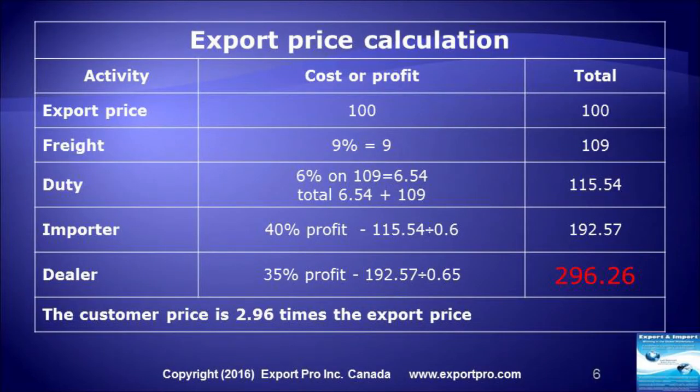When you add up freight, customs duty, and the profit margin of the distributor and dealer, you get a factor of 2.9226. That means if the sales price in a foreign country is $292.26, your export price would be $100, which is only 1/3 of the selling price.